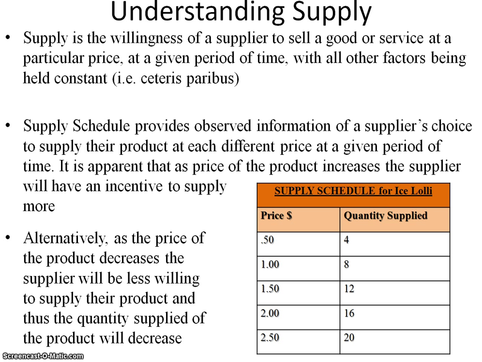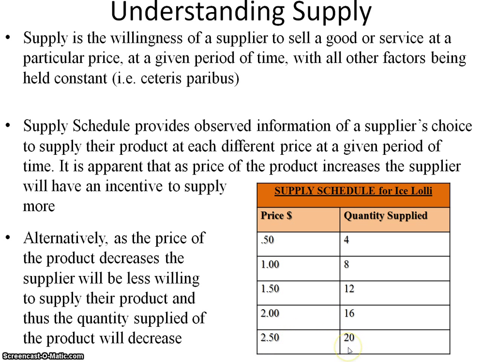So that's a service. It is the same thing for the quantity of a physical good being supplied. The higher the price, the greater the incentive for the supplier to produce. The lower the price, the lower the incentive to supply. Okay? And we see that actually in our supply schedule. When the price was 50 cents, the supplier supplied 4 units. $1, 8 units, $1.50, 12 units, $2, 16 units, and $2.50, 20 units.